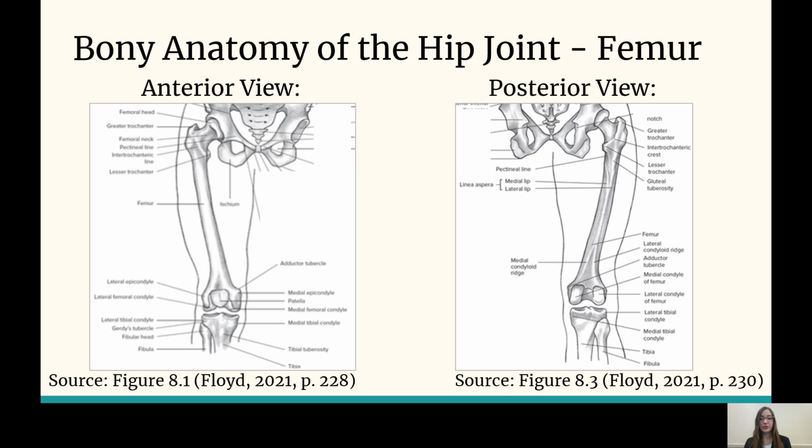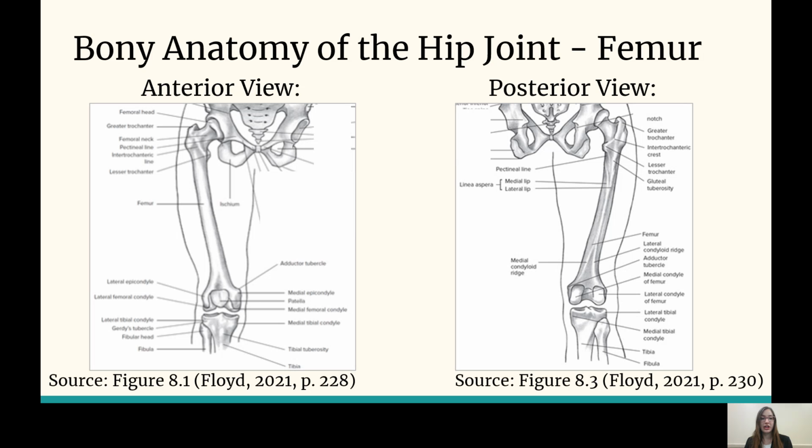The femur, which is also known as the thigh bone, articulates proximally with the hip joint at the femoral head and distally at the knee joint with its medial and lateral condyles. Its bony landmarks, such as the greater and lesser trochanters, which are shown superiorly on the anterior view, as well as the linea aspera, which is on the posterior view on the right, both serve as insertion sites for many of the muscles that originate on the pelvis.